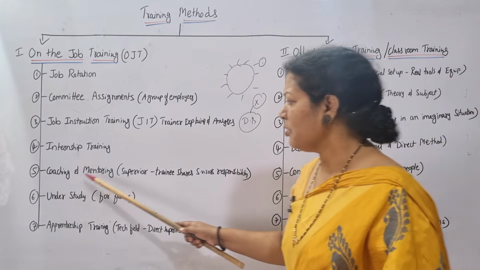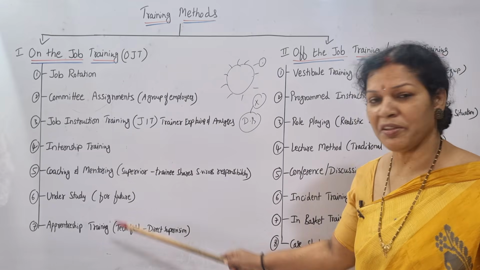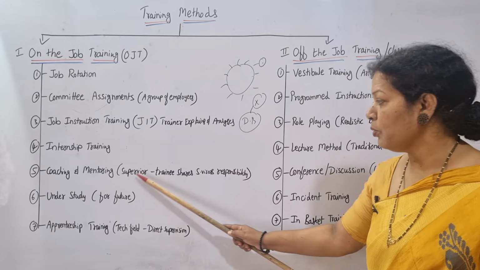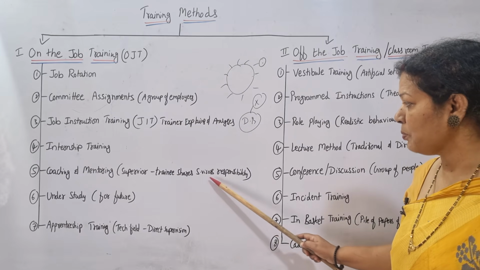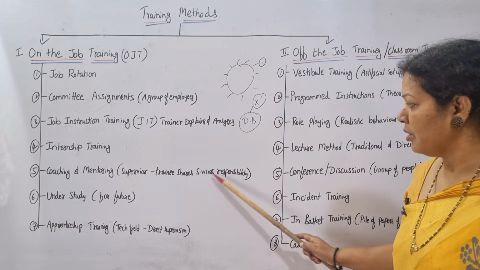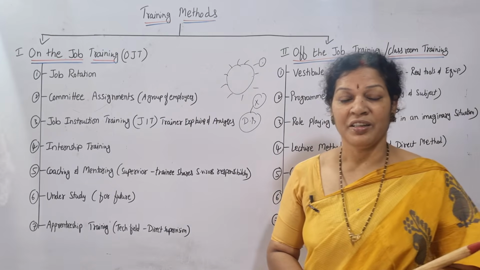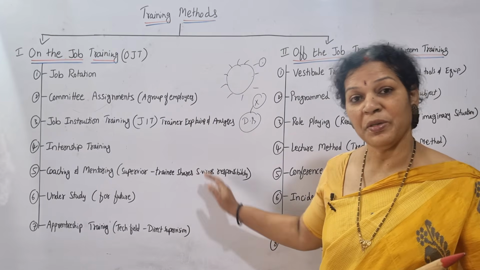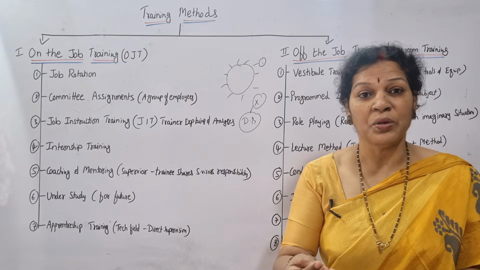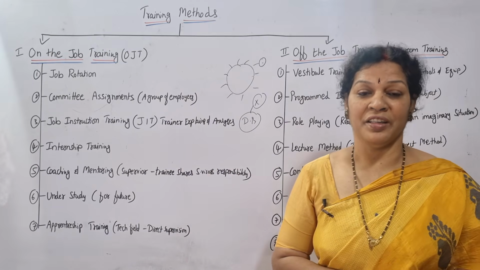Next one is coaching and mentoring. Here, one supervisor will be there. The supervisor is going to give the training, so the trainee shares the supervisor's responsibility also. The supervisor is training the trainees. The trainee is going to take the responsibility of the supervisor also, which means he is working and helping the supervisor. The supervisor is going to guide the trainee.